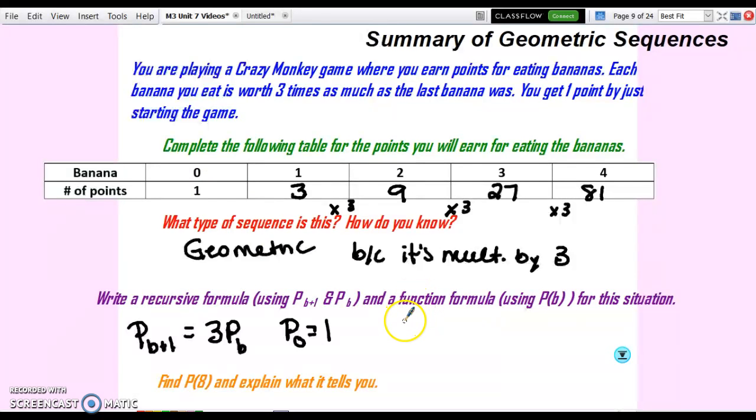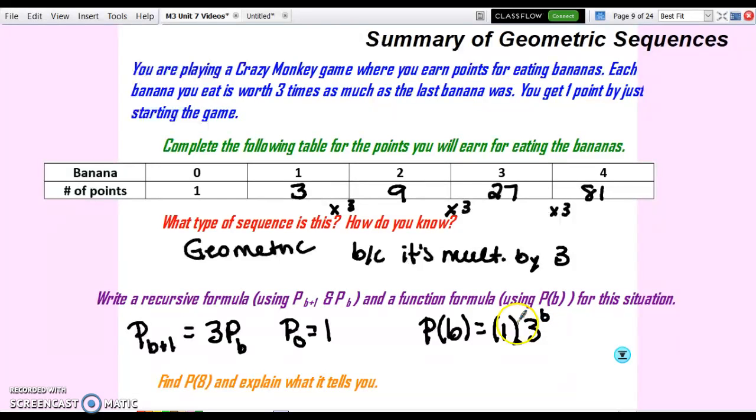Now, for function formula, again, we want to make sure that if someone would ever plug in 0, they get 1, or they plug in 1 and they get 3. Recommend that you always check your function formula with the actual table data. So we'll start out p of b. Now, this grows pretty quickly, and you may have talked about it in class, but this formula is basically exponential. It's not growing steadily like an arithmetic is, like a linear pattern. So we don't have a line equation this time, we have an exponential. So in this case, we put our initial starting value, our beginning amount of points, times 3 to the n, or the b, I guess you could say, the bananas.